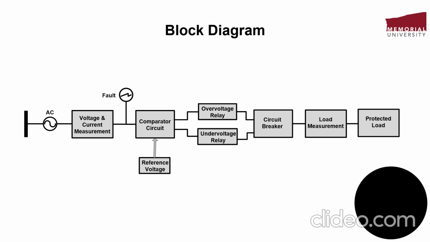So it's basically providing data to the relays which are continuously monitoring the voltages, and on the basis of this difference, the over and undervoltage relays provide a signal to the circuit breaker, which trips the circuit and disconnects the load downstream of this transmission line to prevent it from any damage.